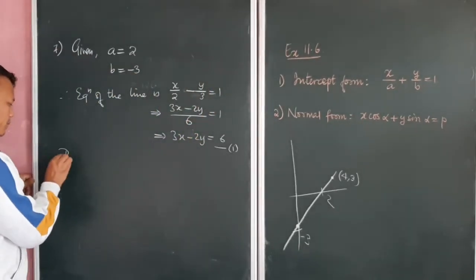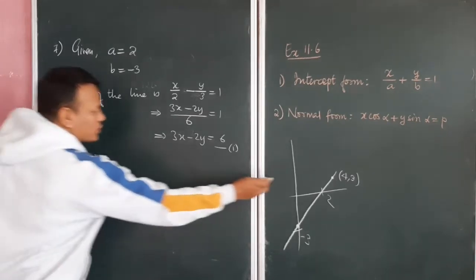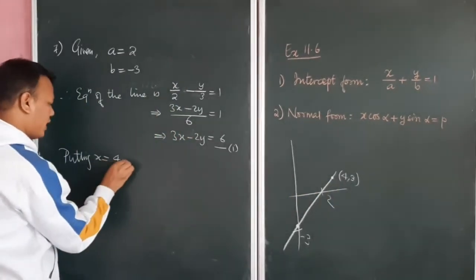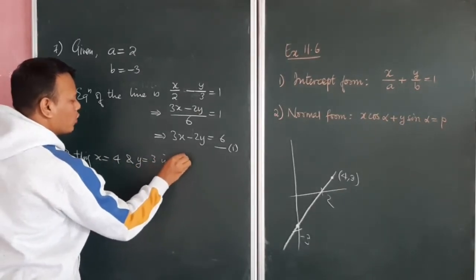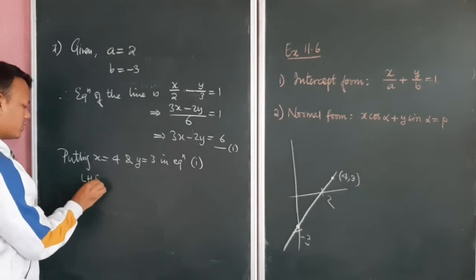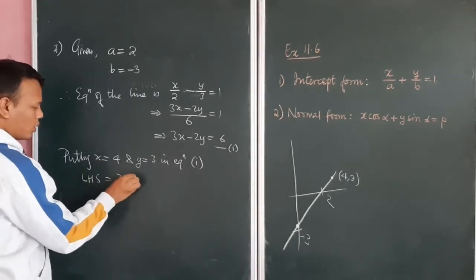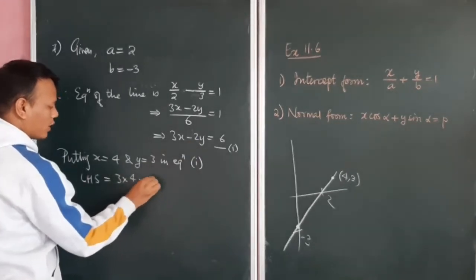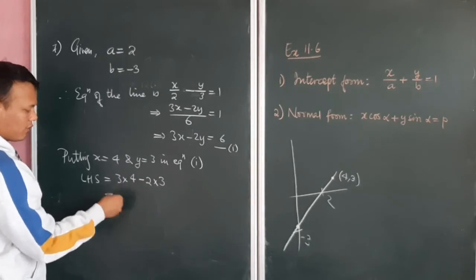Putting x equals 4 and y equals 3 in equation 1, let us see what we get. The left hand side becomes 3 into x, and x is 4, minus 2 into y, and y is 3. Let us find the value of this.